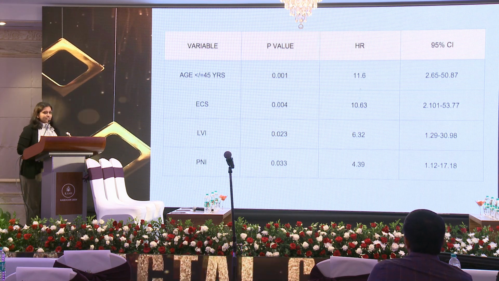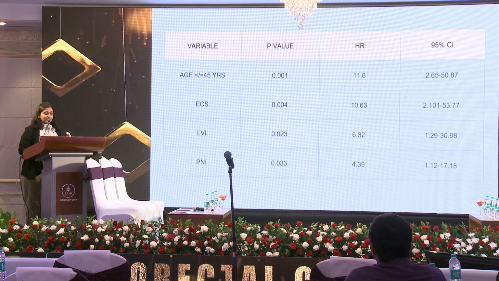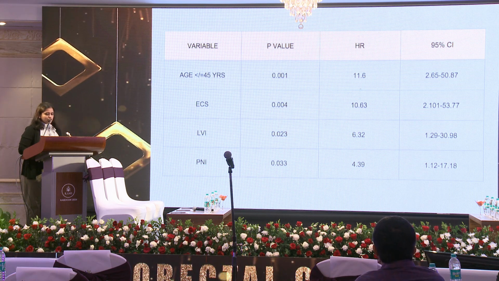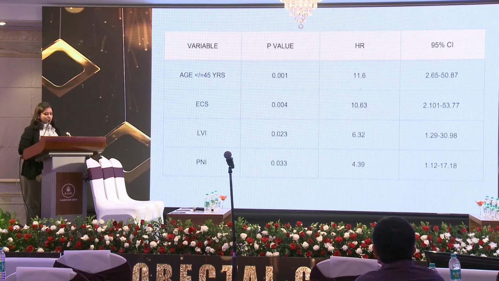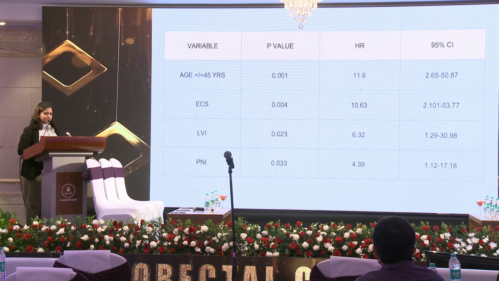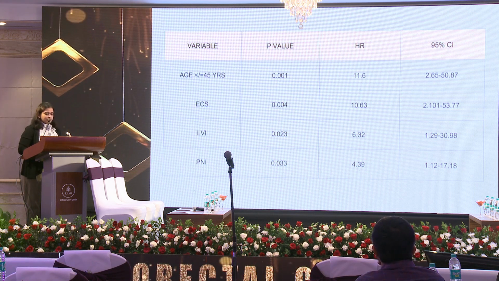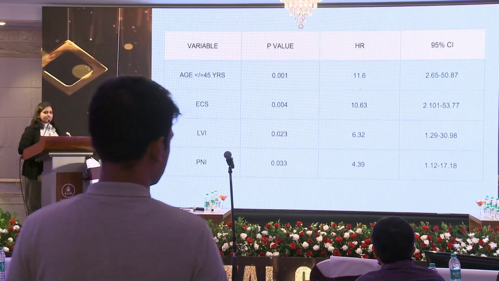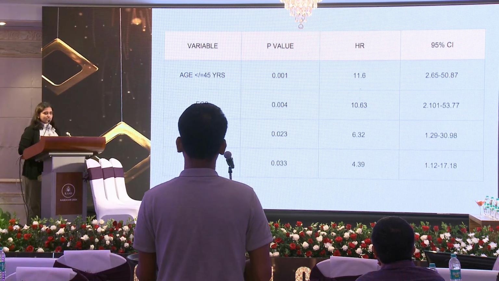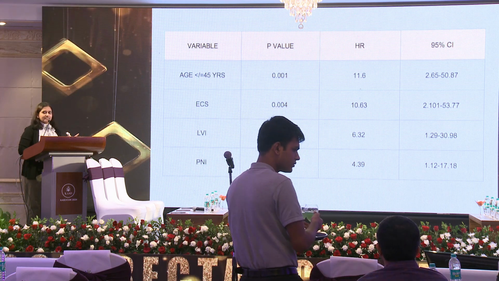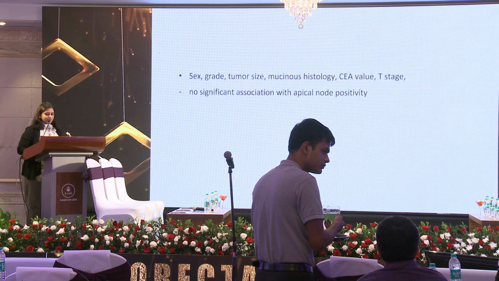We did a univariate and multivariate analysis of the factors that may have affected the apical node positivity. We got age less than 45 years, extracapsular spread, lymphovascular invasion, and perineural invasion as significant factors. However, the confidence interval was a little wide, but we discussed it with our statistician, who said that it is because of the difference in numbers between the two groups when we compared 10 versus 129.